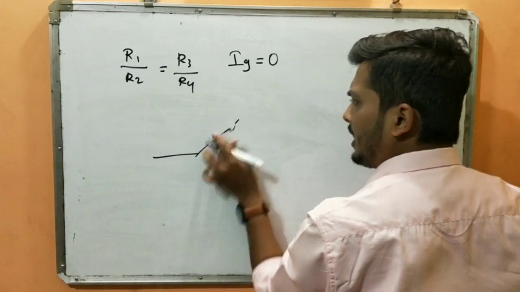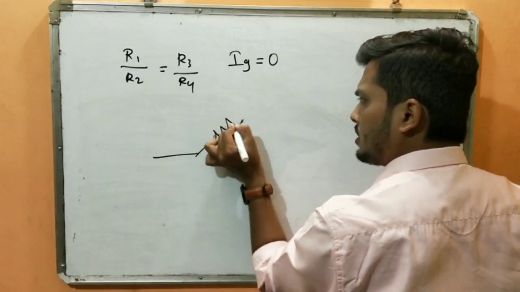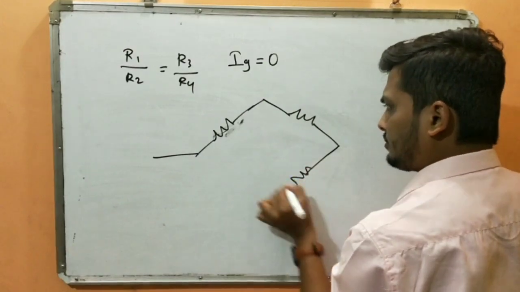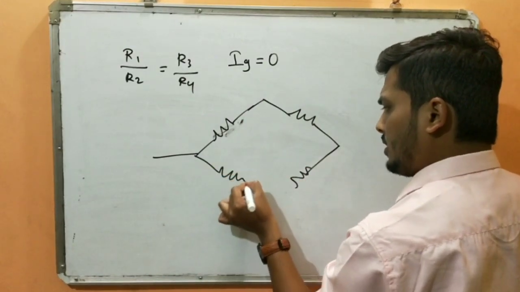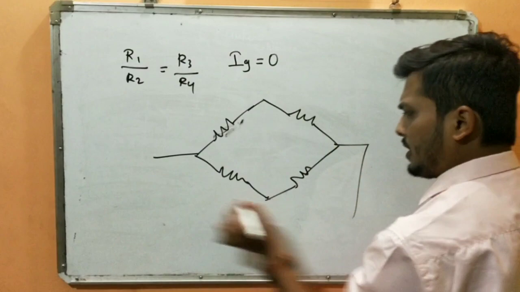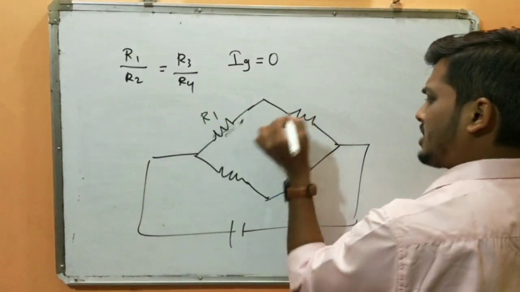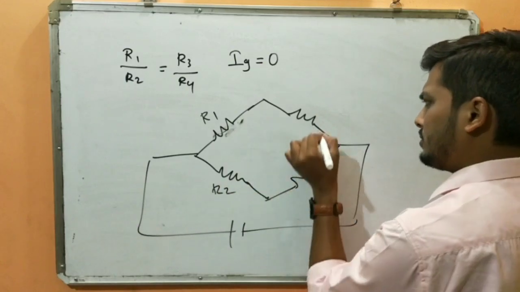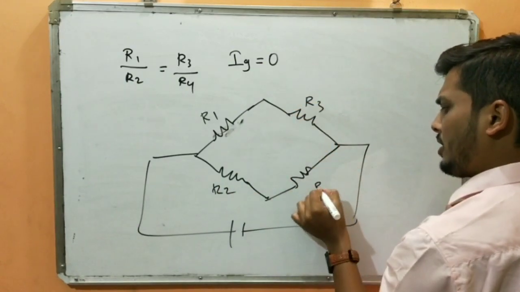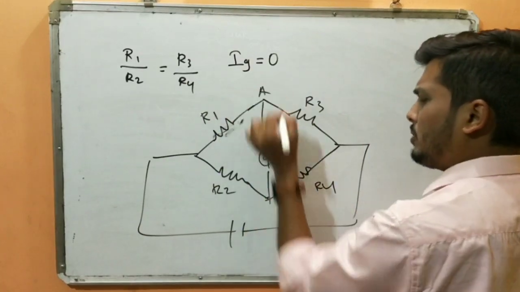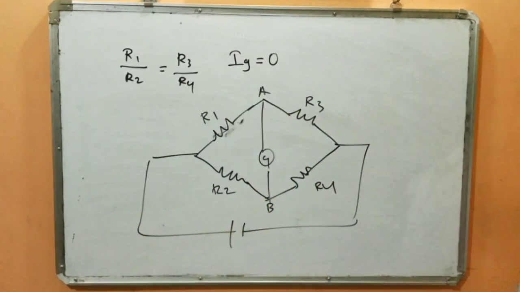So to recall a few things, I'll just show roughly. We had taken 4 resistances and connected them in this way, and I simply connected them with the battery. I had 4 resistors, R1, R2, R3 and R4. So here I have connected the galvanometer. Let me give a name, A and B, to these terminals.